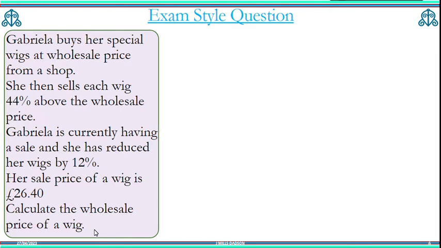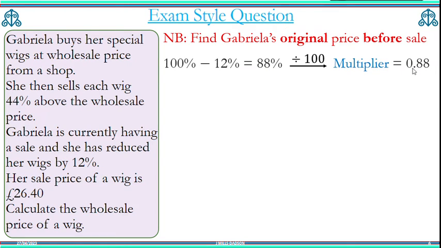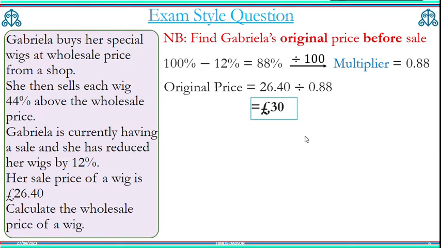Whenever you are looking for the original price, it means it's a reverse percentage. So the first thing I need to do is start from the sale price and work out the price before the sale. So from £26.40, I'm going to see what happened before we got £26.40. And it was told in the question that the price was reduced by 12%. So 100% minus 12% is 88%, converted into a multiplier of 0.88. To reverse this to what it was before 12% was applied, I will divide this amount by 0.88. So it means the price was £30 before the 12% offer was given and sold at £26.40. So that's my first step.